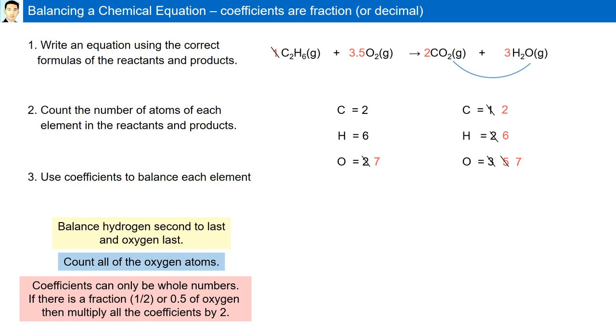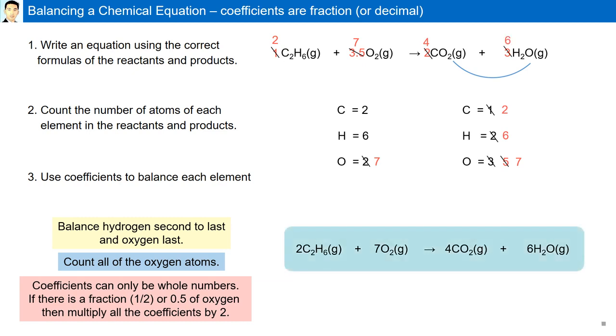The coefficient in front of C2H6 is a 1. It is understood. If we multiply that by 2, we have 2. The 3.5 in front of the oxygen becomes 7. The 2 in front of the carbon dioxide becomes 4, and the 3 in front of the water becomes 6. Rewriting our formula, we have 2 molecules of C2H6 plus 7 diatomic molecules of oxygen, producing 4 molecules of carbon dioxide and 6 molecules of water, which is a balanced equation.